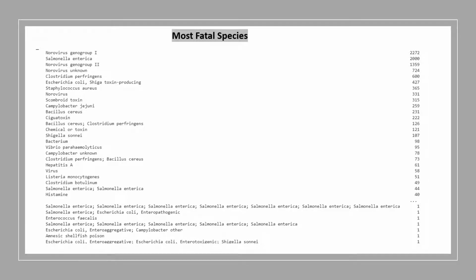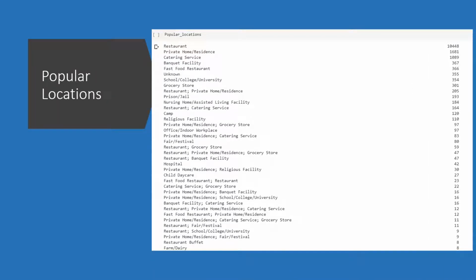Here I was looking at the most fatal species, which turns out to be norovirus genogroup 1. And popular locations are restaurants, which is very striking. Private homes and residences is actually next. I was pleased to see that schools are actually lower down on the list, and universities.